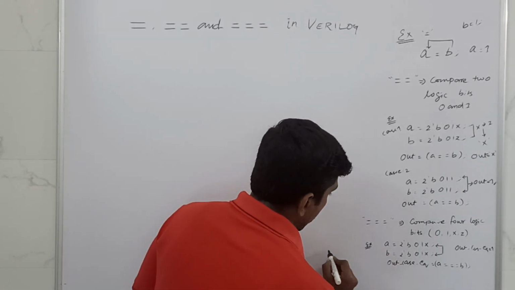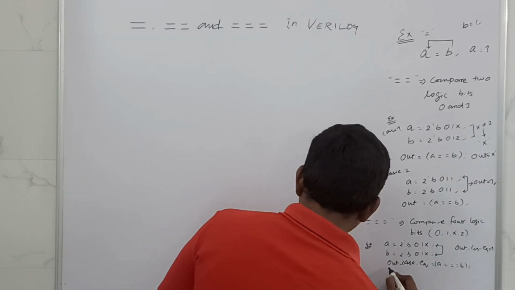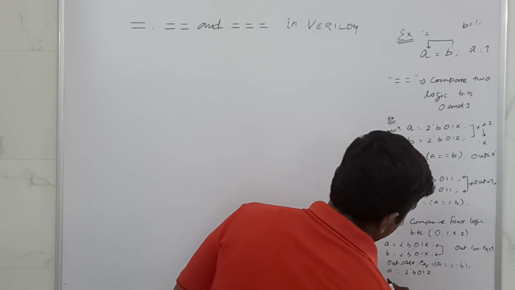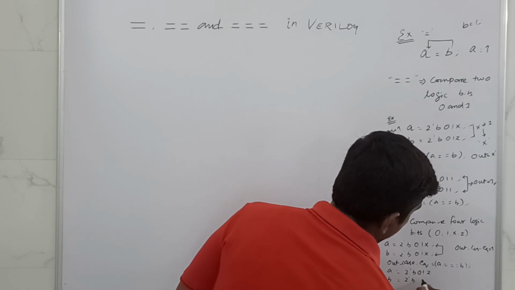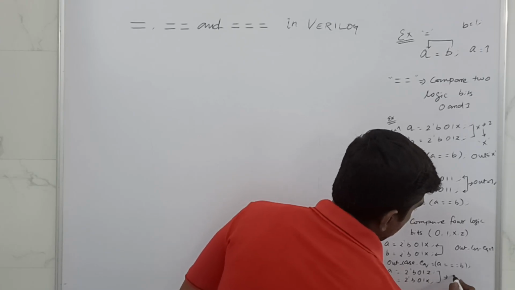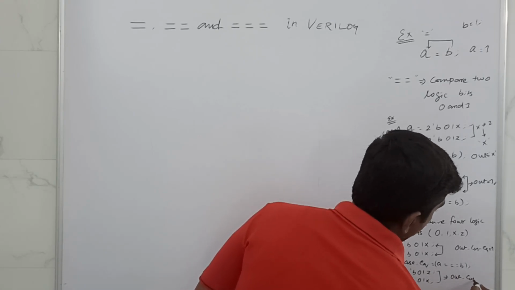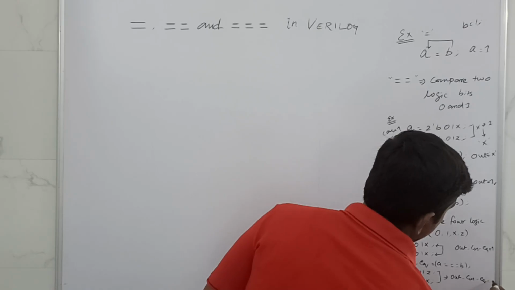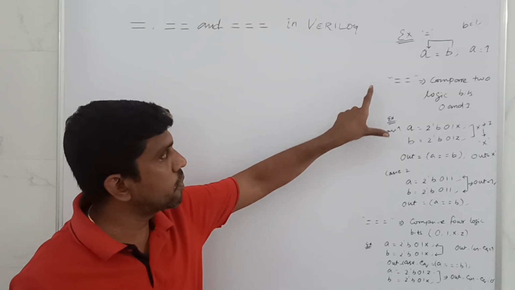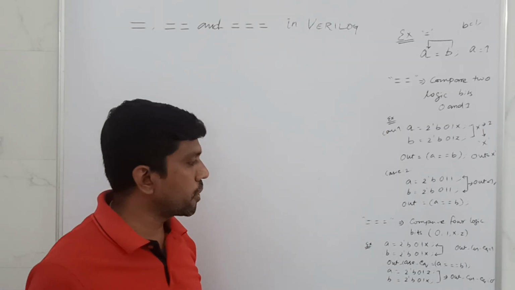Suppose here the A value is 2'b01z and B = 2'b01x. This means out_case_equality = 0. It's not matched. So this is the example of equal, double equal and triple equal concepts.